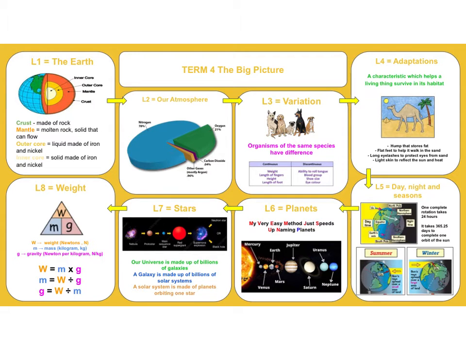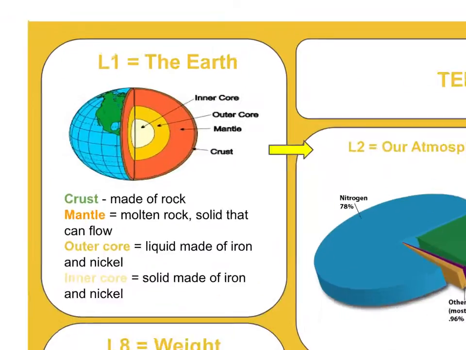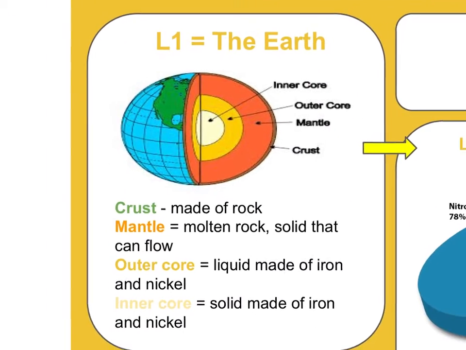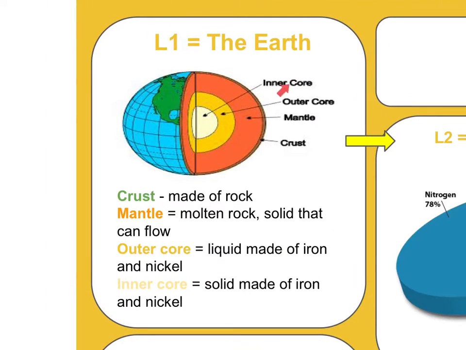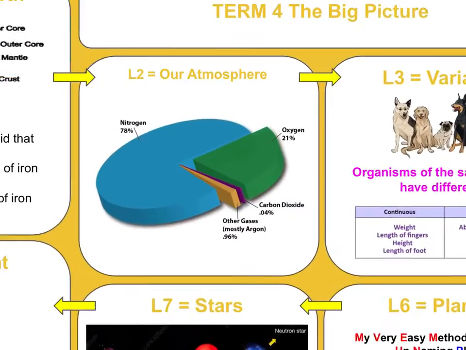Well, we got term 4 here for the big picture for year 7. Lesson 1 was on the Earth. We need to know 4 things. We need to know that the crust is made of rock. We need to know that the mantle is molten rock, so that's rock that can flow like a liquid. We need to know that the outer core is a liquid made of iron and nickel, and the inner core is solid, made of iron and nickel. That was lesson 1 on the Earth.